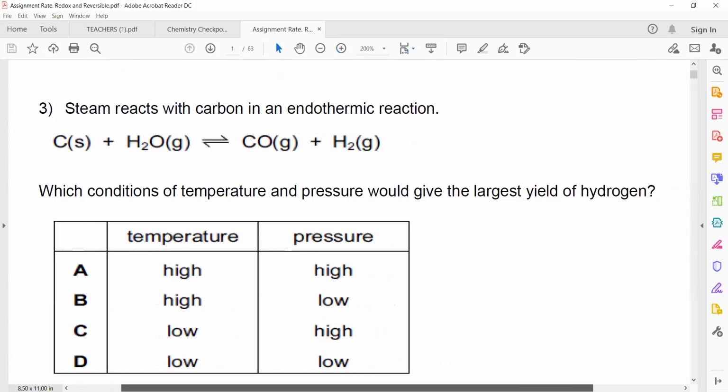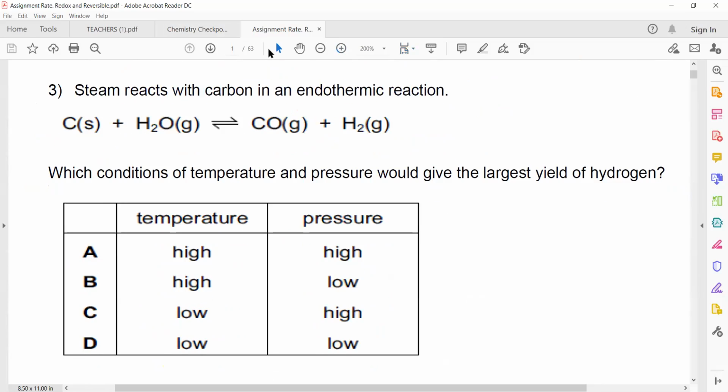Okay, in this question, steam reacted with carbon and it is an endothermic reaction. Okay, the reaction is endothermic. Which conditions of temperature and pressure would give the largest yield?